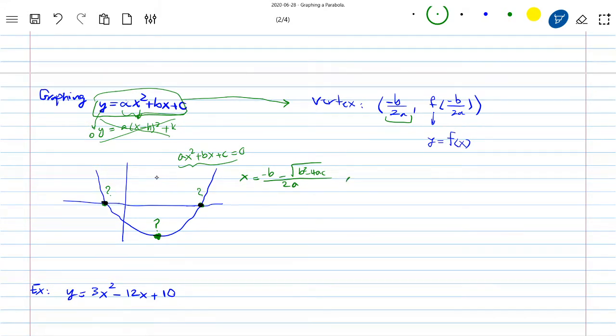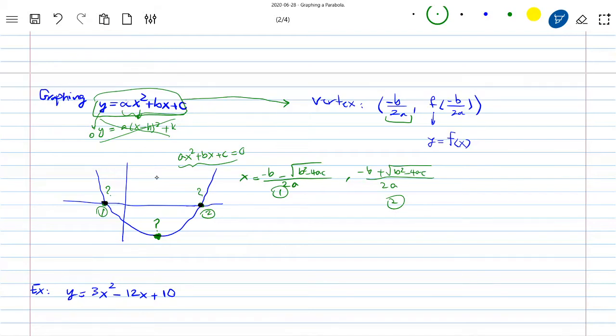This is one of your solutions. The other one is exactly the same thing, but with a plus sign in between, minus b plus or minus the square root of b squared minus 4ac, divided by 2a. These are the two solutions. Call them solution number 1 and solution number 2. These are the x coordinates of these two points.